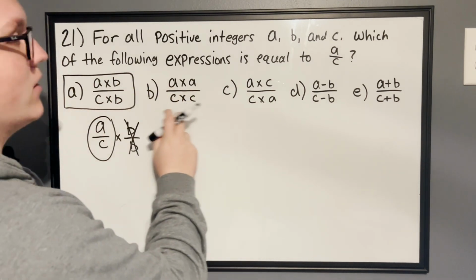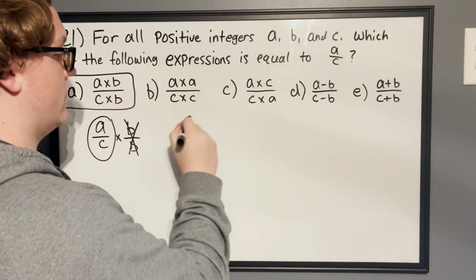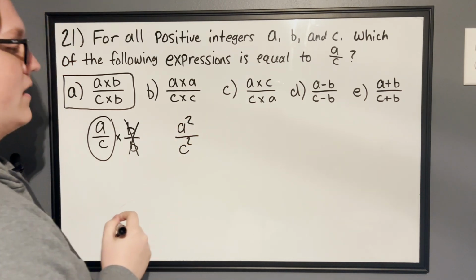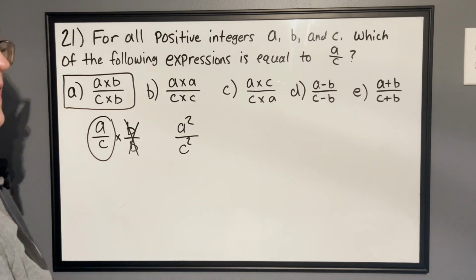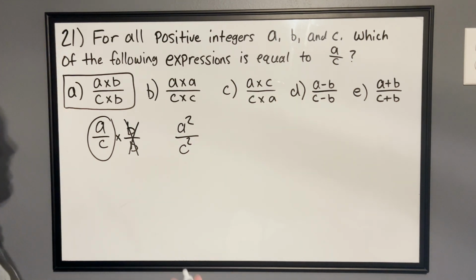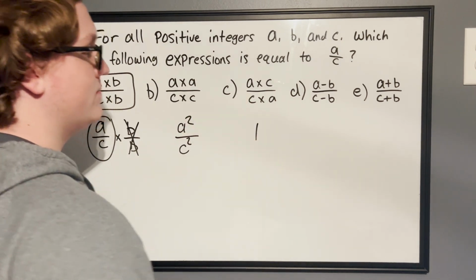Here we have a times a over c times c. Well, that's just a squared over c squared. That's not going to be right. This one, we have a times c over c times a. And by the commutative property of multiplication, those are the same. So we just have 1.